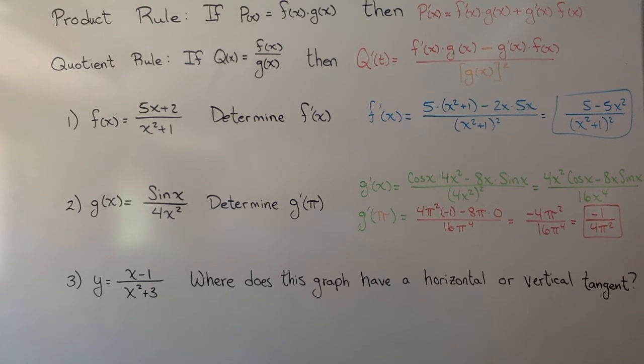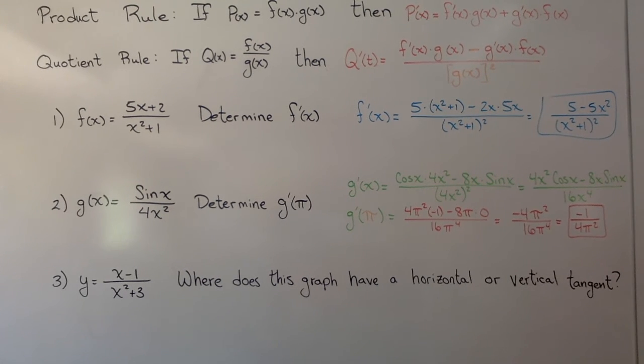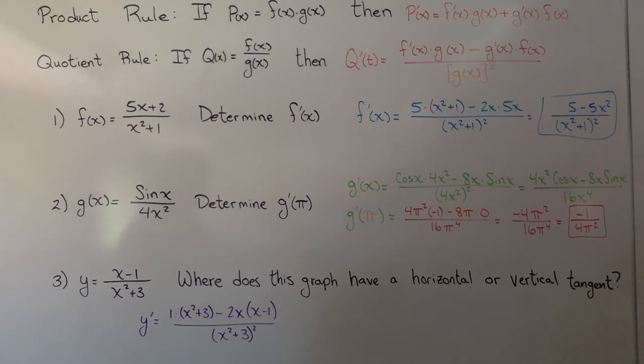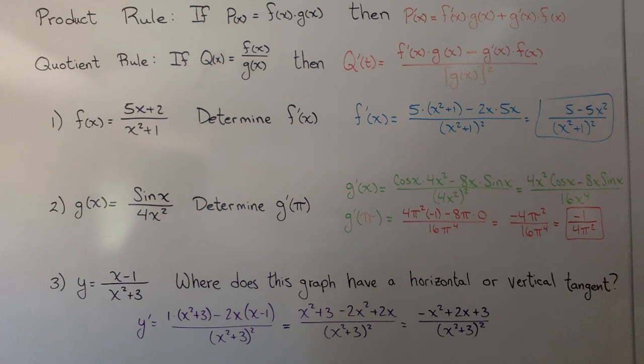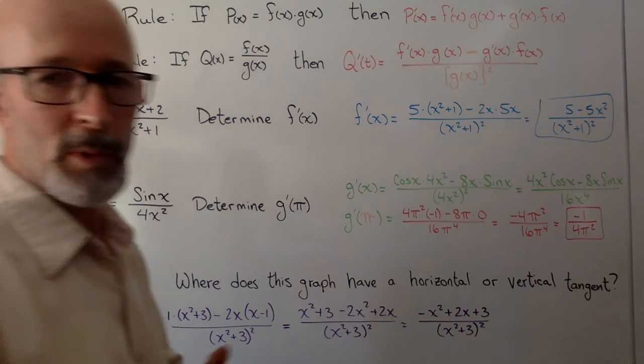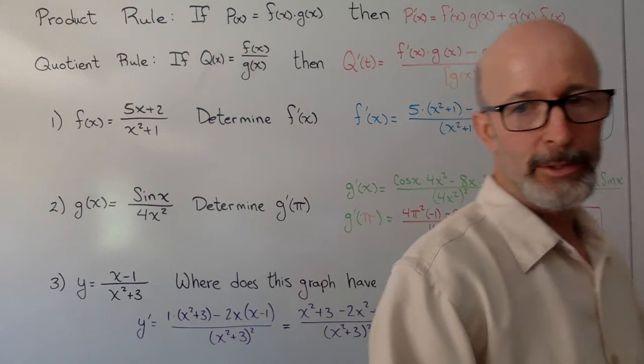Still pretty straightforward. Still, just a nice little quotient rule. See what you can do. Did you get the derivative correct? That's the setup. Did you simplify it correctly? Underrated aspect, but it is important. And now what am I asking for here? When does this graph have a horizontal or vertical tangent?